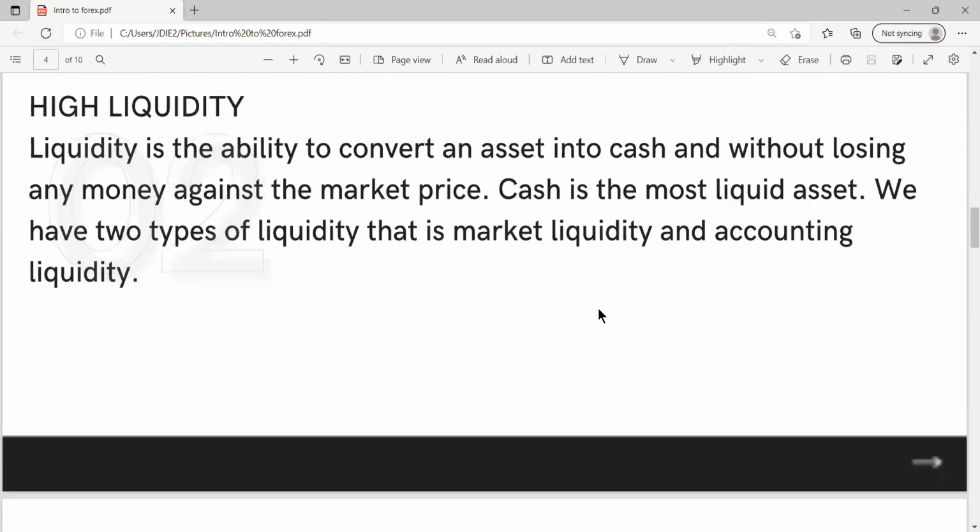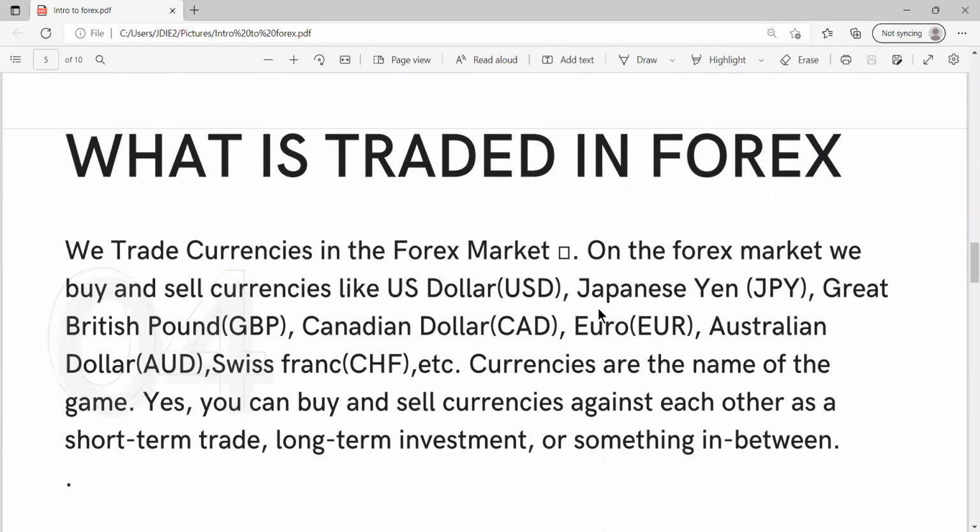But one thing about forex is that now we are trading the differences in price. You get it? The price of what? So what is being traded in the forex market? It's as simple as that: we are trading what? Currencies.